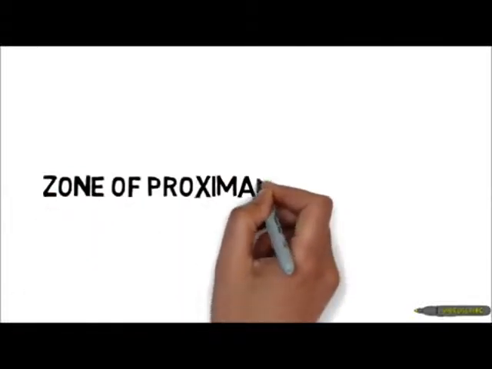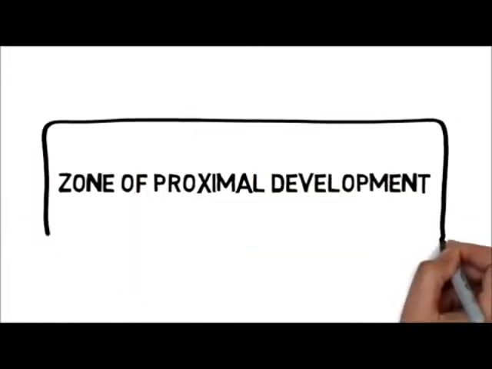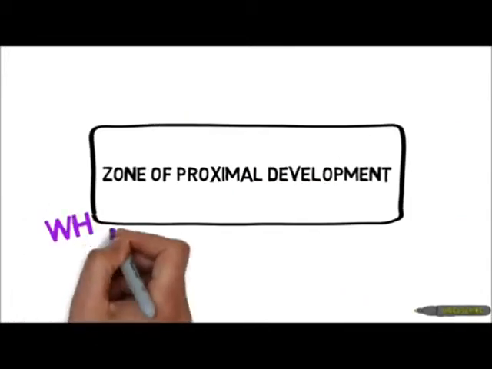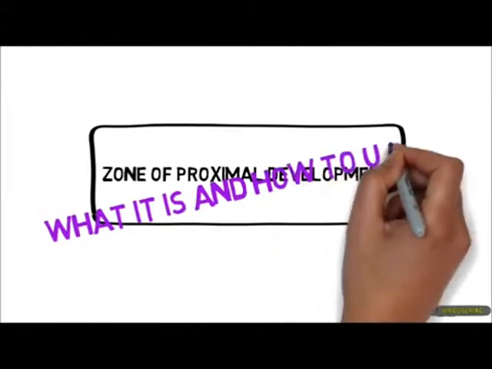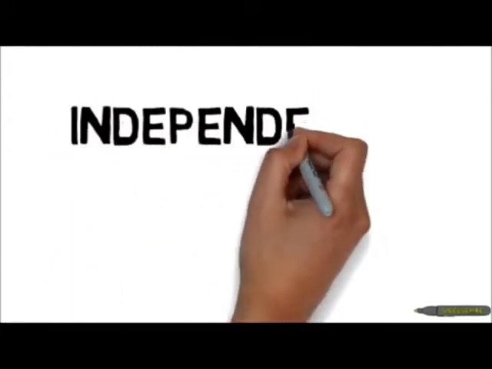Let's talk about the zone of proximal development. Let's talk about what it is and how teachers can use it in the classroom. The psychologist's definition is the difference between what a student can do independently and what they can do with focused assistance.